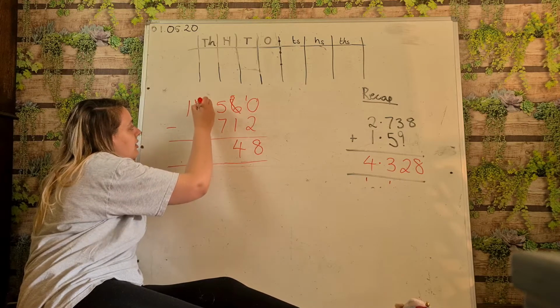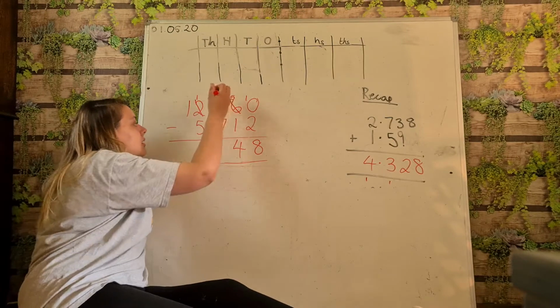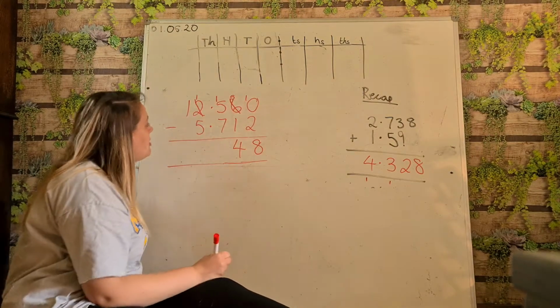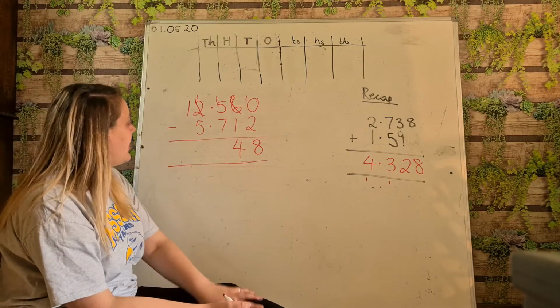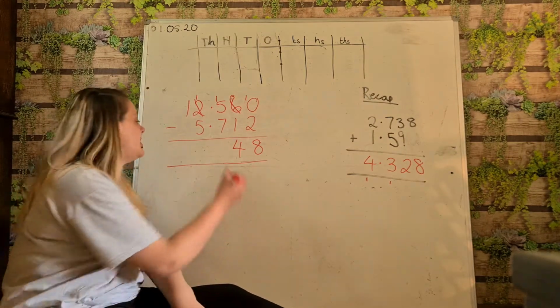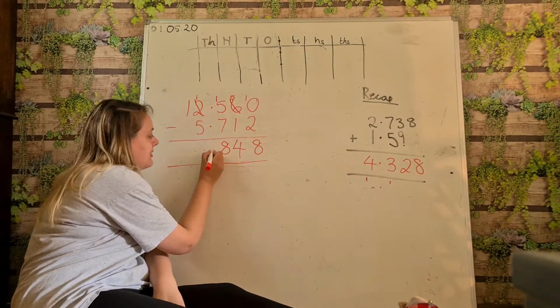So I've got 2 here. Cross that out. Exchange and make it a 1. Exchange that 1 across, the 1, 1. And I've now got 15 take away 7, which is 8. Brilliant. Okay, don't forget my decimal point.